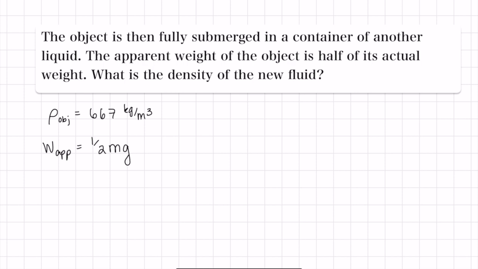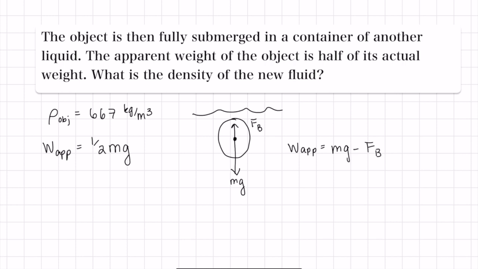And then when we draw our fully submerged object now, since we have an apparent weight, that means that our buoyant force is not going to exactly cancel out our weight, and the difference between these two is going to be the apparent weight. So the apparent weight is going to be equal to mg minus the buoyant force, where apparent weight is 1/2 mg, so I'll make that substitution.